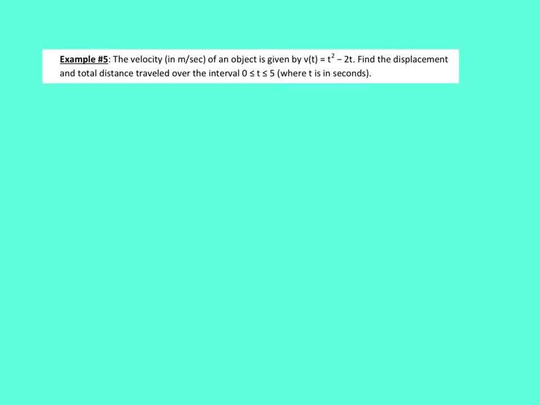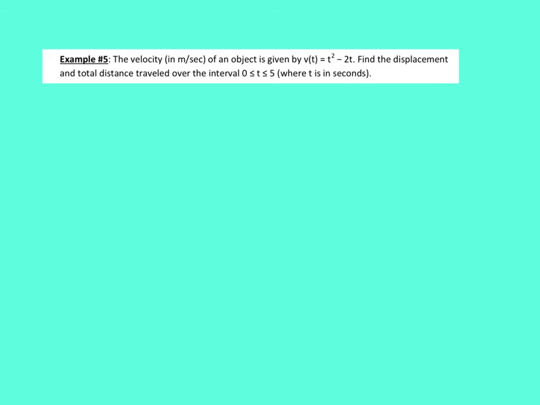So our last example is a little bit less practical. It's less real life. However, it's very likely that you'll see something like this on the AP exam. So I just want to make sure you can do it. For this one, we know the velocity of an object is given by t squared minus 2t. We're going to find the displacement and total distance traveled over the interval 0 to t.